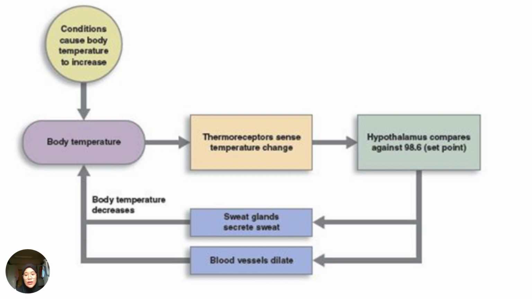Our sweat glands release sweat, which cools our skin as it evaporates. This helps lower the internal temperature. This results in our body temperature going back to normal, and then the hypothalamus is no longer stimulated.